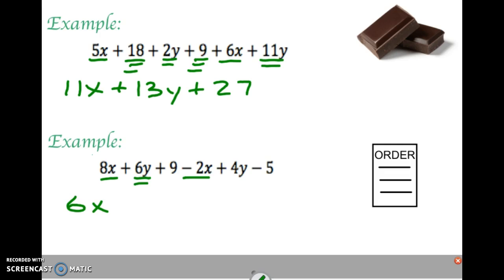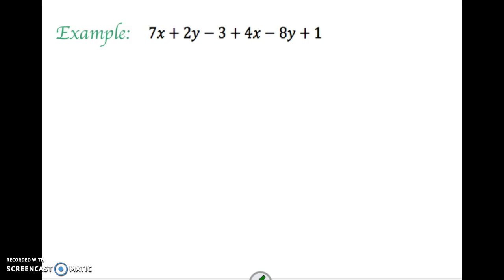We look at the y's, we got 6y and a plus 4y. 6 plus 4 would be 10y. If we put the constants, we got 9. In this case, a minus 5, so 9 minus 5 would be 4. One more example here.